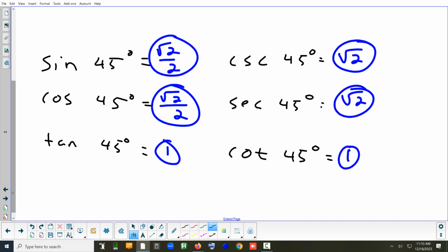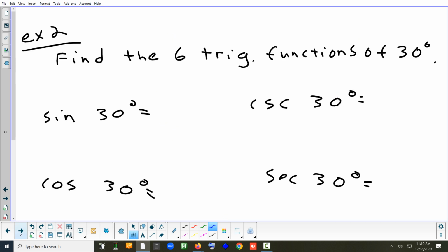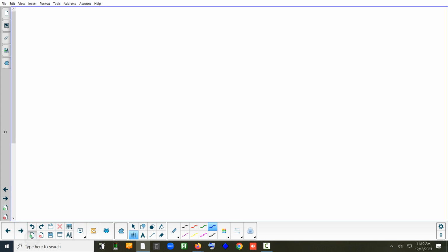So now we'll try either a 30 or a 60. I don't remember which one I have next. 30. All right. What 2 numbers are involved with the coordinate? I don't care if you put them in the right order. Just tell me the 2 numbers. 1/2 and square root 3 over 2.